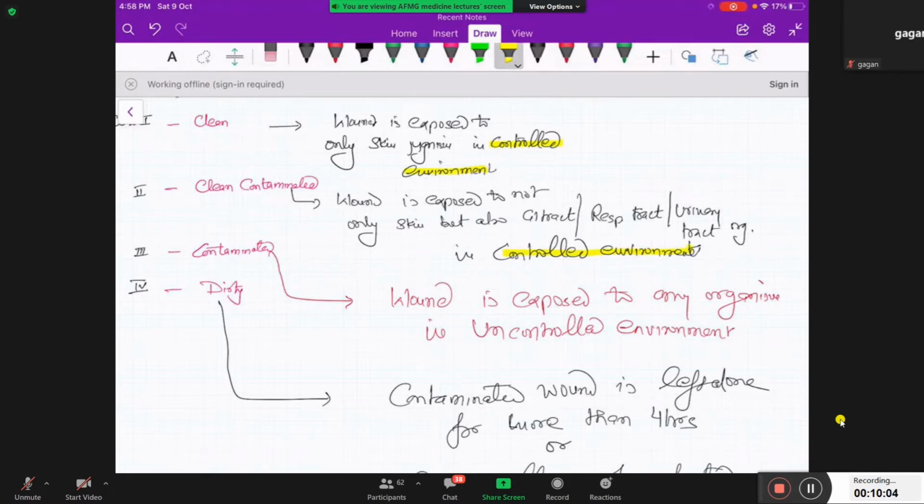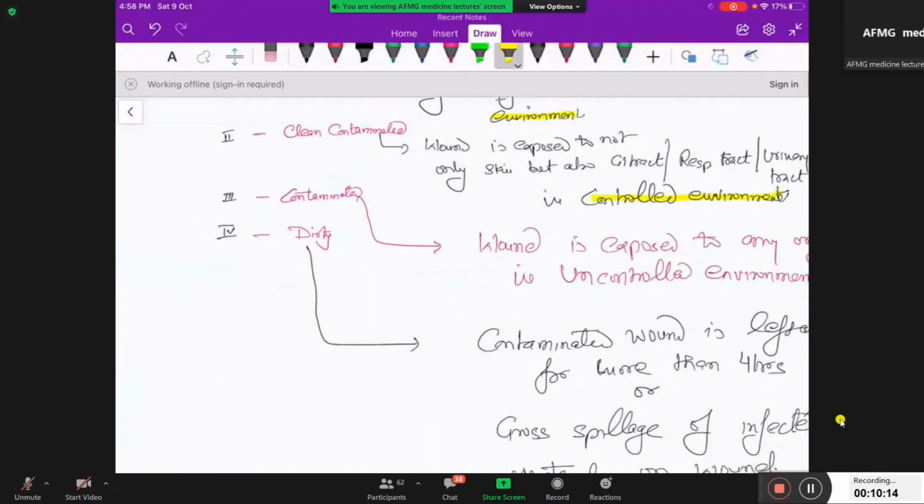This time, the patient's own environment is not controlled. So it can't be a clean or clean contaminated wound. It is either contaminated or dirty. Out of contaminated and dirty, what will it be? Contaminated. Because there is not going to be gross spillage of organism, and neither are you going to leave this wound open for more than 4 hours. So it is a contaminated wound.